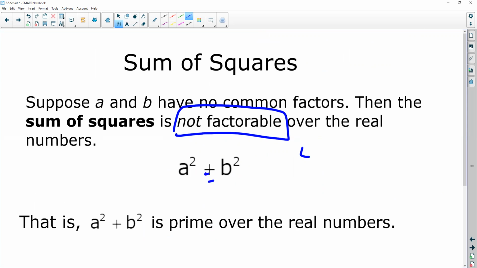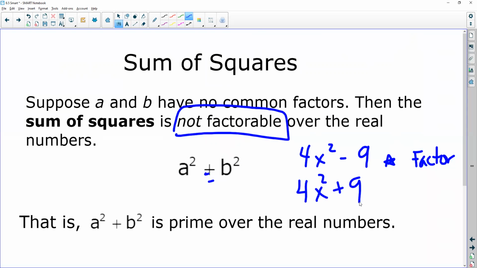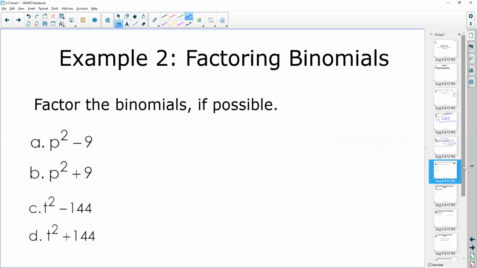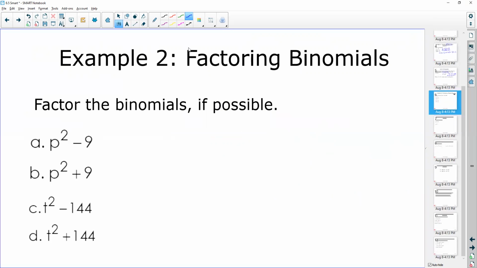So if I have 4x squared minus 9, that's a difference of squares that I can factor. 4x squared plus 9 is prime. The plus sign makes all the difference, okay? Gotta notice it though. All right, so we're gonna factor these if possible.